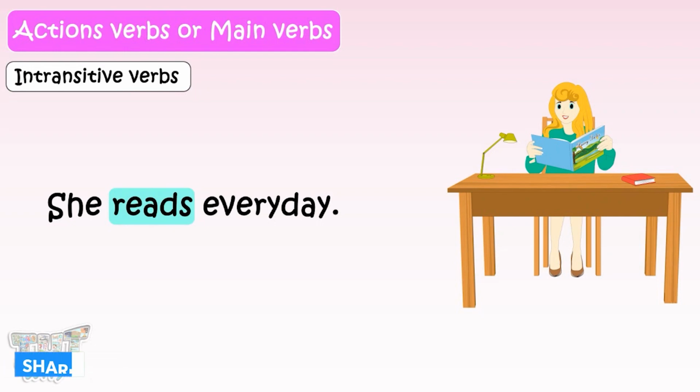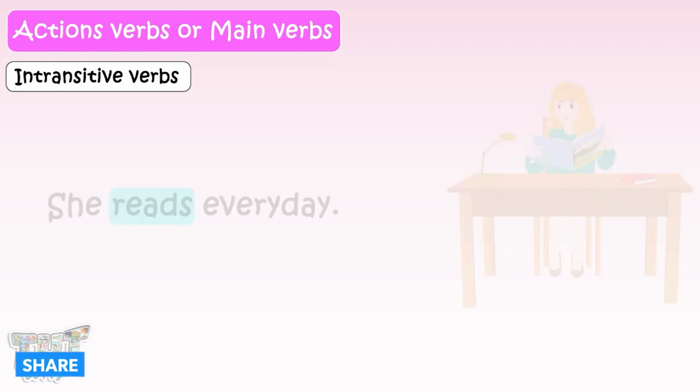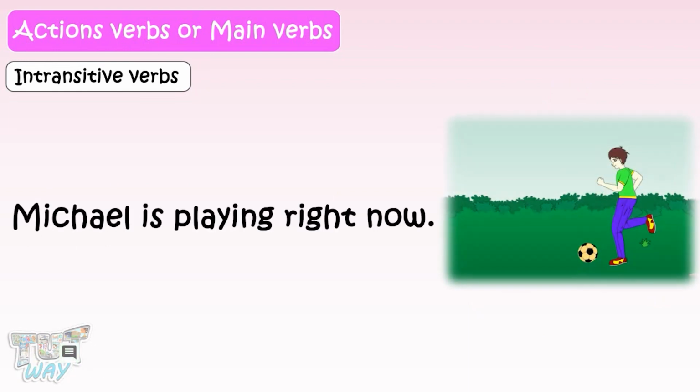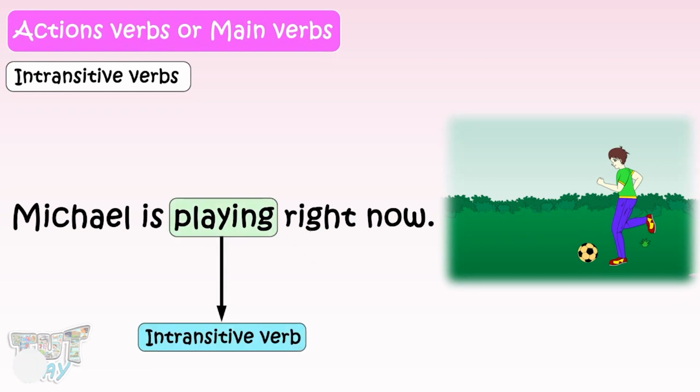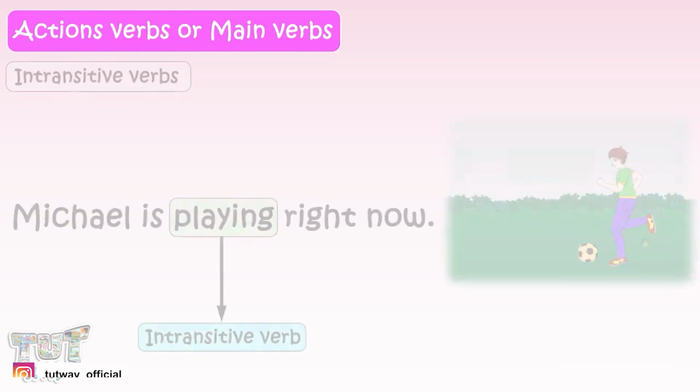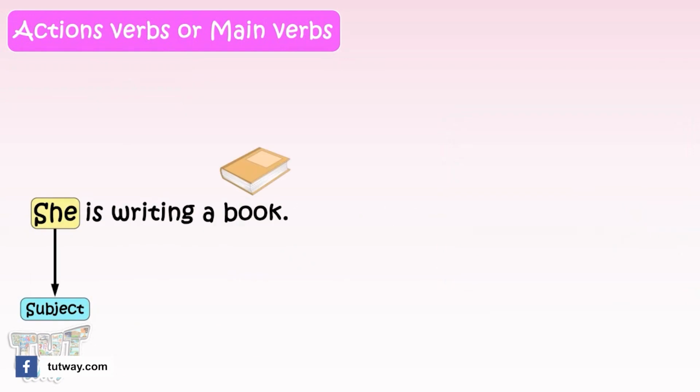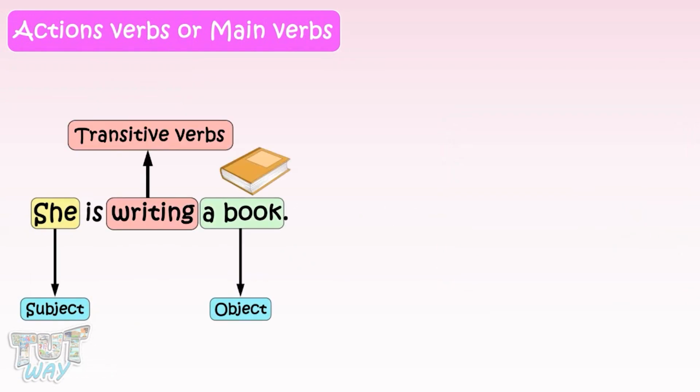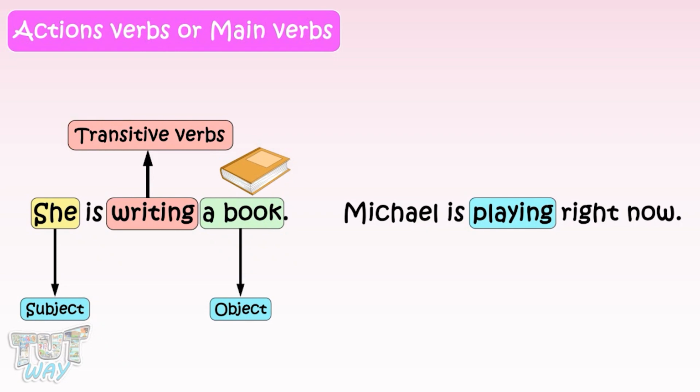Here is another example. Michael is playing right now. Here, we know that Michael is playing, but we do not know what Michael is playing. So, playing is an intransitive verb here. Remember, those verbs which have an object are called transitive verbs, and those which do not have an object after them are called intransitive verbs.